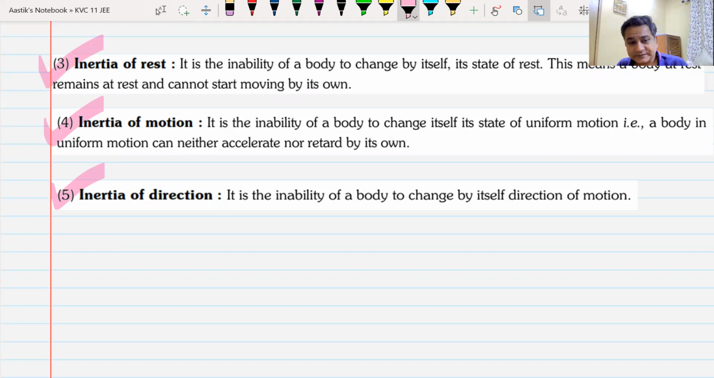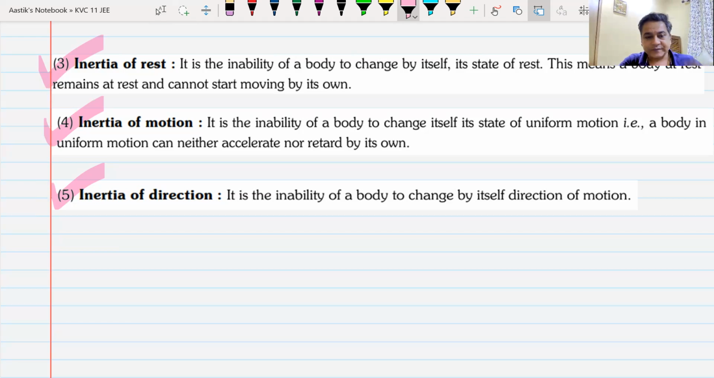A car, when it curves suddenly, you will again lean in one direction because you don't want to change your direction of motion. The car changes, but you don't want to change the direction. Inertia of direction. Yeah, these are in 9th standard stuff. You must have seen this. No one is going to ask you the examples of inertia of rest and inertia of motion because we are done with it.